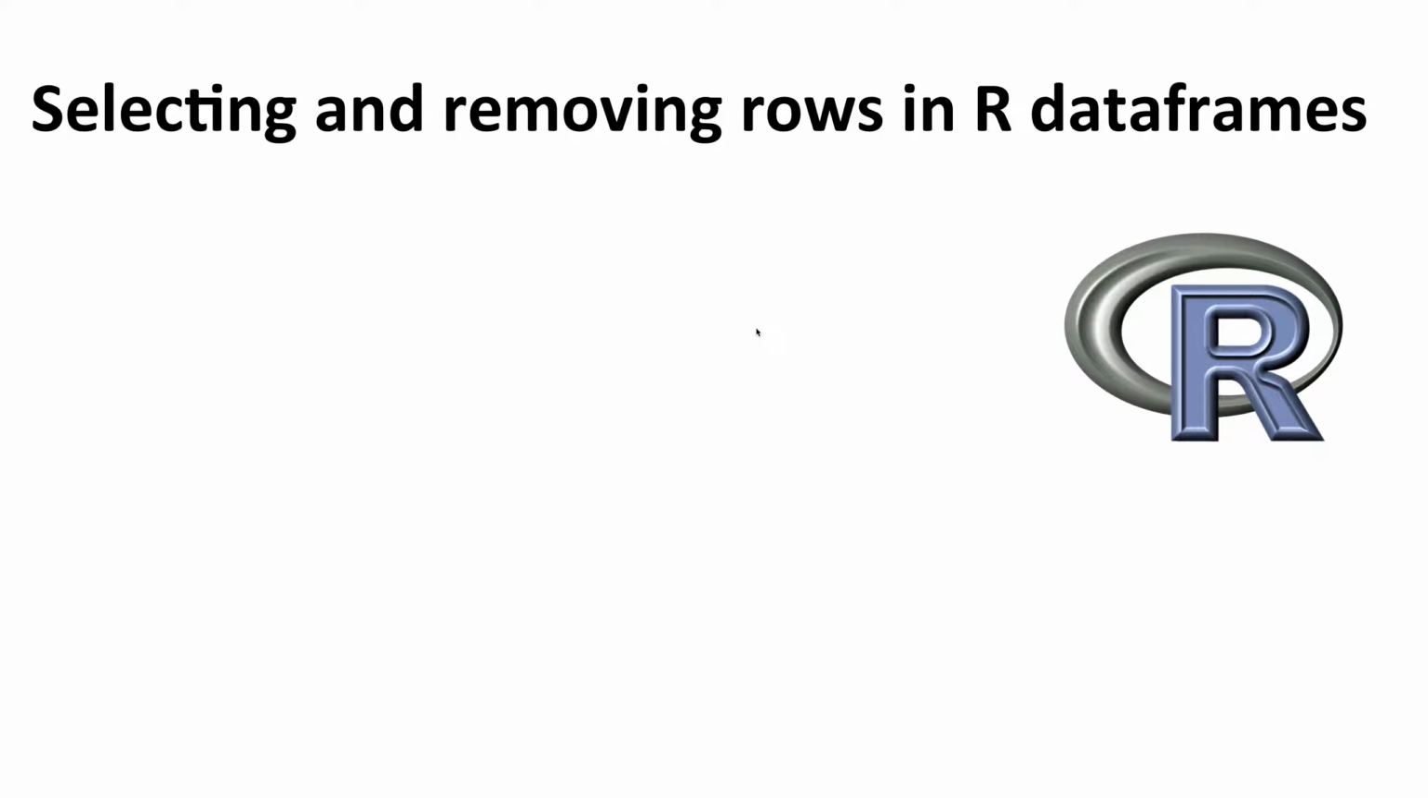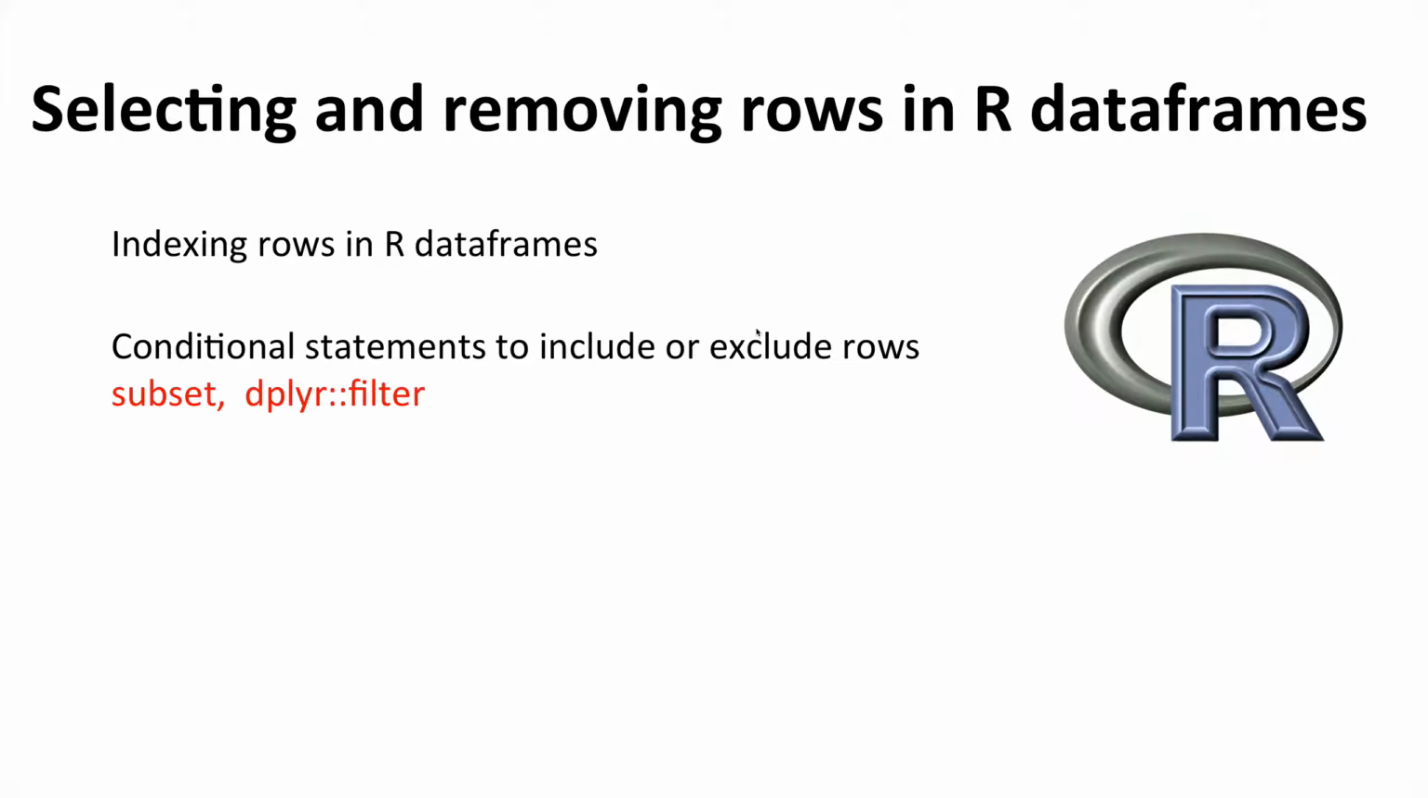Hello, today we're going to be talking about selecting and removing rows from our data frames. To do this, we're going to require a basic refresher on how to index rows in our data frames. This will allow us to select blocks and individually specified row numbers. If we wish to go beyond the user providing the specific row number, then we can provide R with conditional statements allowing us to select rows.